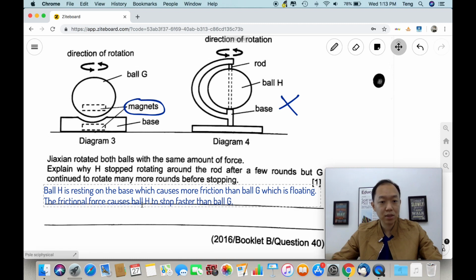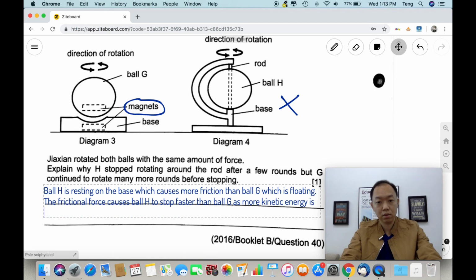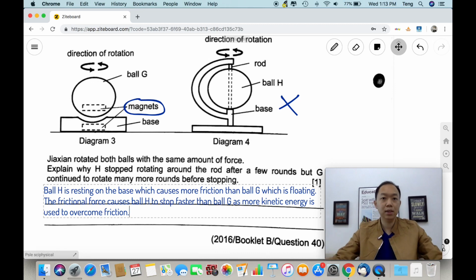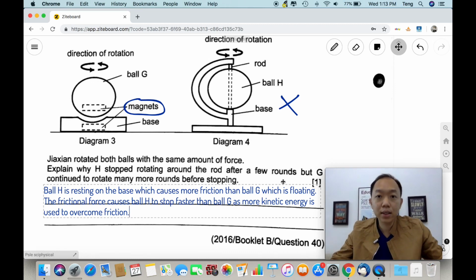So the frictional force causes H to stop faster than G because more kinetic energy is used to overcome friction. Okay, that's it. Next one. Let's take a look at the next one.